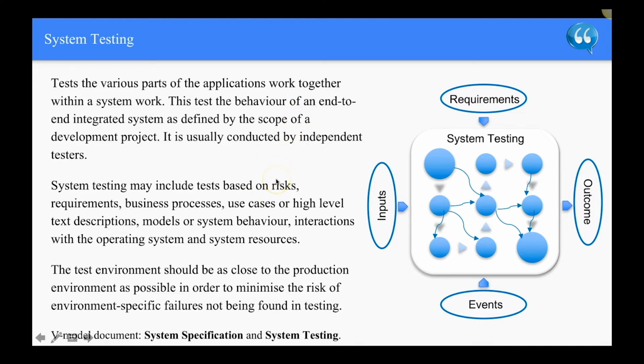The test environment should be as close to the production environment as possible in order to minimize the risk of environment-specific failures not being found in testing. So if you refer back to the V-model document, you can see these interactions or key points on the system specification, the system testing.